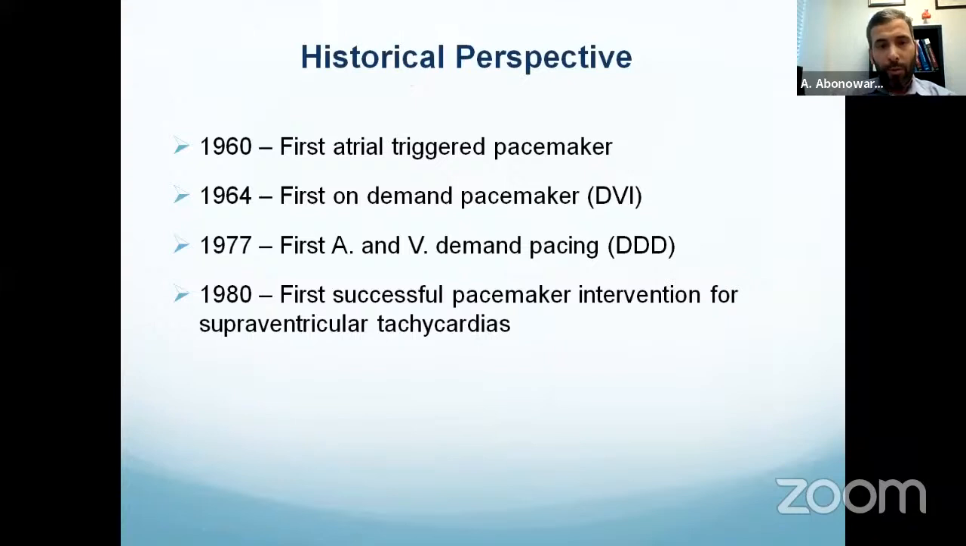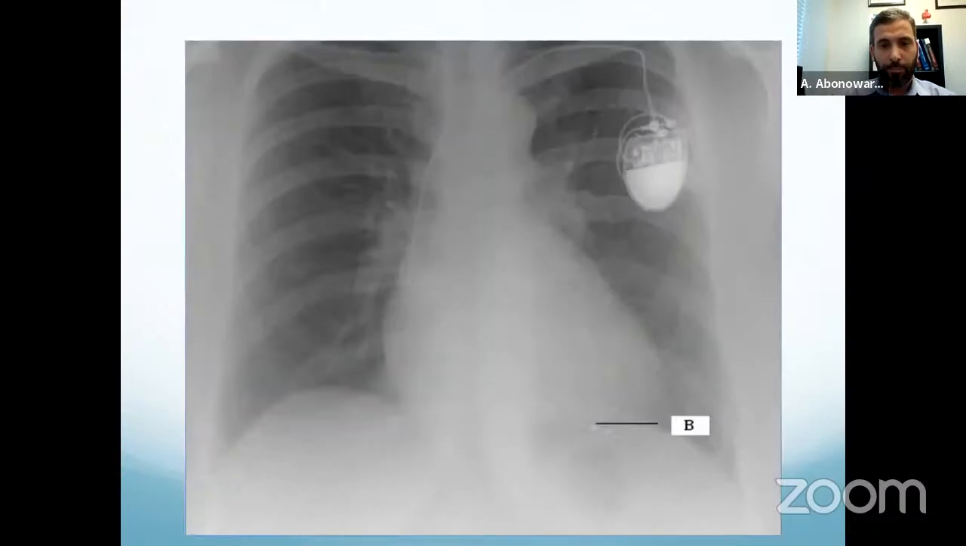From the history standpoint, the first atrial triggered pacemaker was implanted in 1960. In 1964, the first demand pacemaker was introduced. In 1977, the first AV demand pacemaker was also introduced. In 1980, the first successful pacemaker intervention for SVT was done. From that, pacemakers started to become more advanced until the end of the 80s and even more advanced afterwards.